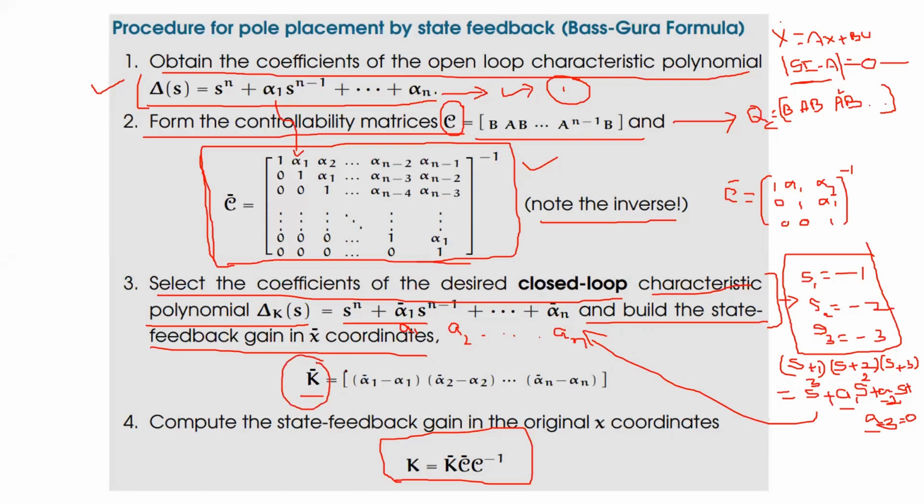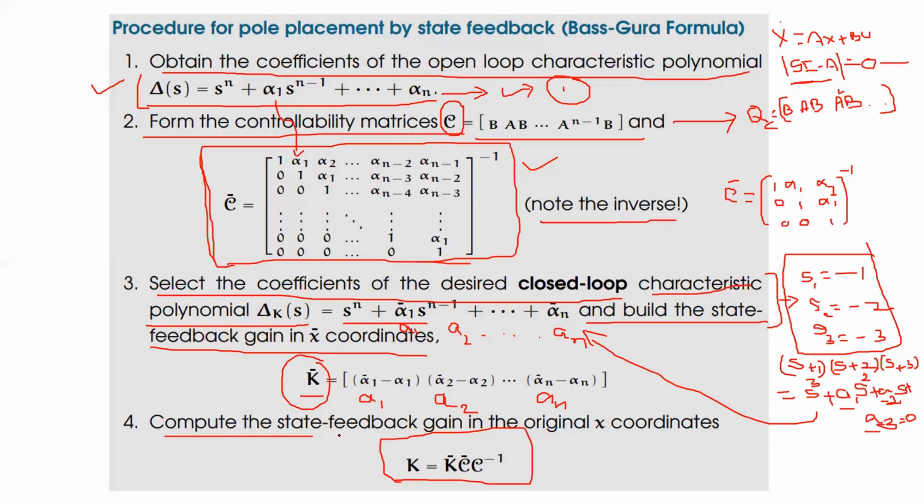Now, the value of K bar I am going to write over here. K bar is equal to, there is one formula to find the matrix. What is K bar? K bar is equal to, first one is alpha 1 bar minus alpha 1. Here alpha 1 bar, alpha 2 bar I am going to take as A1, A2 and so on. Therefore, the first coefficient is A1 minus alpha 1. This is A2, and so on. This is An minus alpha n. This is the K bar matrix.